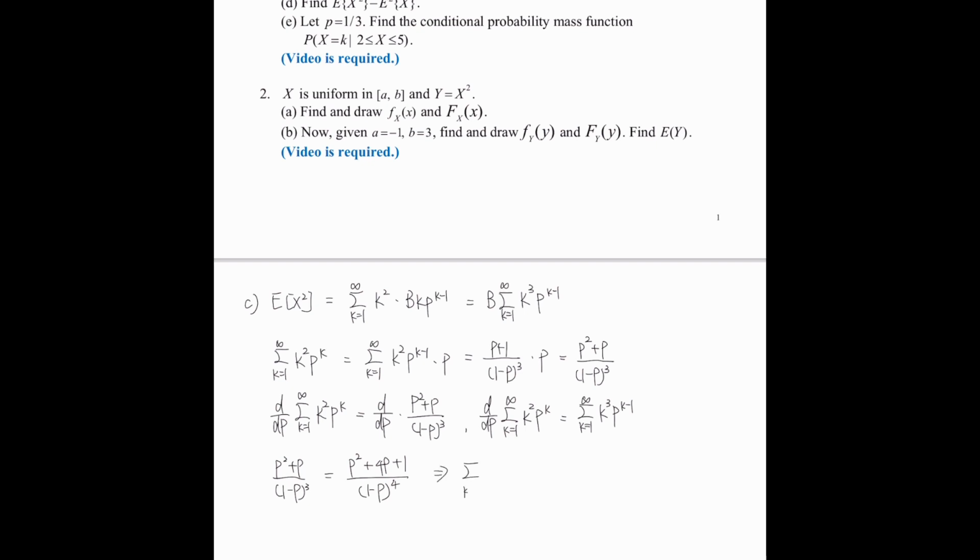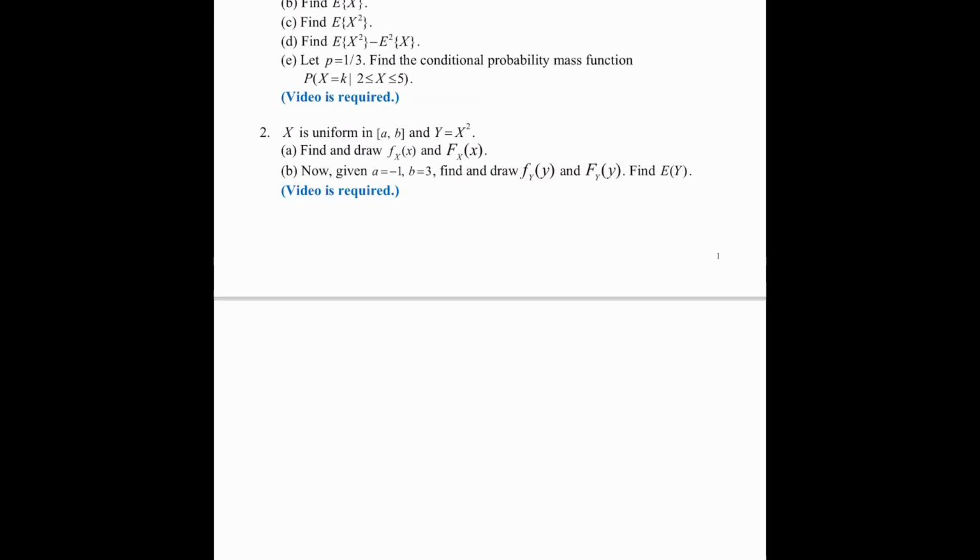So the sum from k equals 1 to infinity of k cubed times p to the k minus 1 equals p squared plus 4p plus 1 over 1 minus p to the fourth. So the expectation of X squared equals 1 minus p squared times p squared plus 4p plus 1 over 1 minus p to the fourth, which equals p squared plus 4p plus 1 over 1 minus p squared.